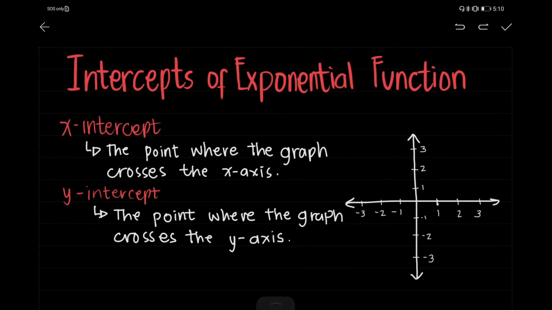Okay, so today guys, pag-aralan naman natin ngayon is the intercepts of the exponential function. So pag sinabi nating intercepts guys, we are pertaining sa ating x-intercept at y-intercept. Pag sinabi nating x-intercept, this is the point where the graph crosses the x-axis. While yung y-intercept naman natin, this is the point where the graph crosses the y-axis.